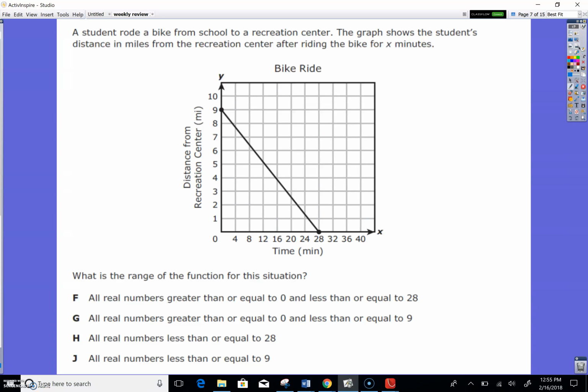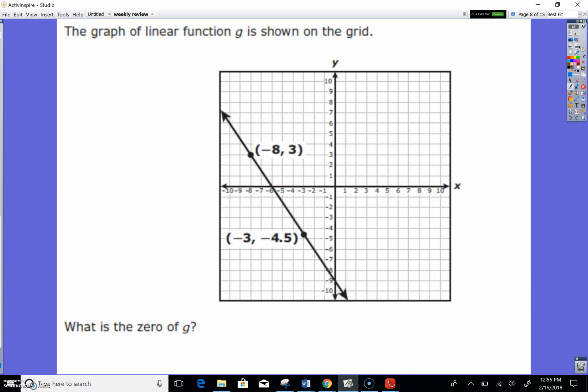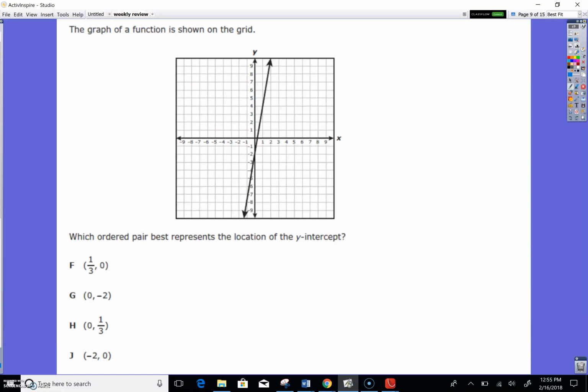Okay, another problem. This time they ask for the range, okay? You see there's a dot there, so it stops. So our range is our y. It starts at 0 and it goes up to 9. So all real numbers greater than or equal to 0 and less than or equal to 9. What is the 0? The 0 is the x-intercept, which is right there, so our answer should be -6. The y-intercept is right here, so remember y goes second. 0, -2.